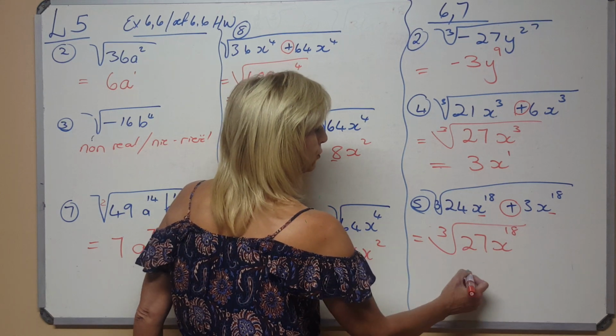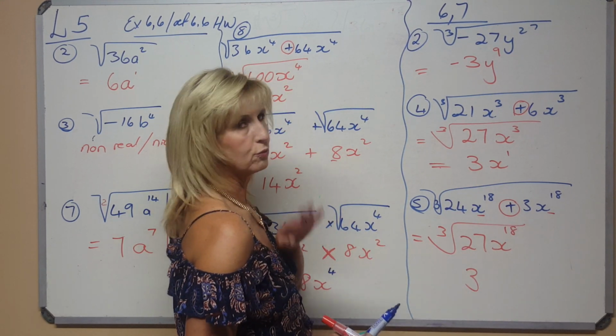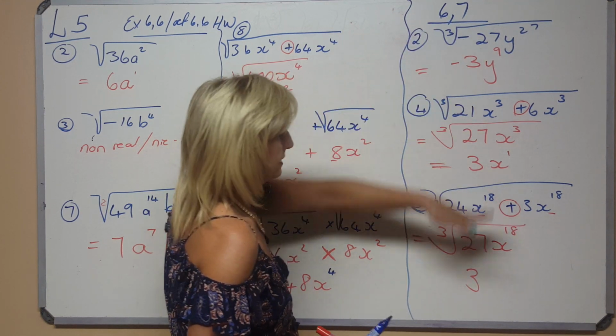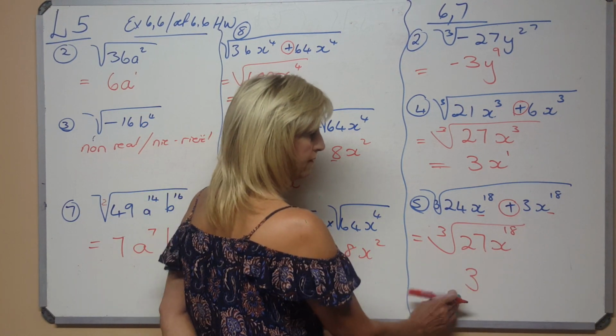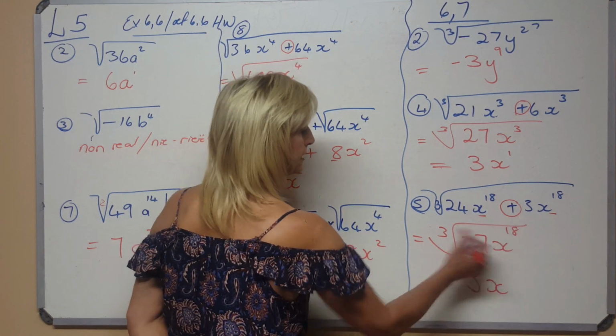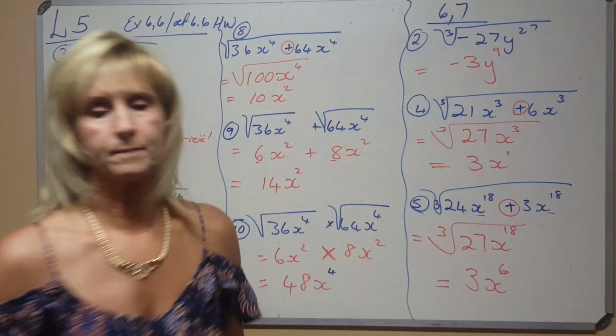Cube root of 27, dis nou toevallig. It's very, very unusual, just by coincidence, that I had a 27 and a 27 and a 27 in these three sums. Cube root of 27 is 3, and then with x, you must divide 18 by 3. 18 divided by 3 is 6.